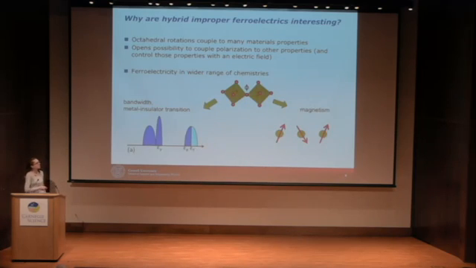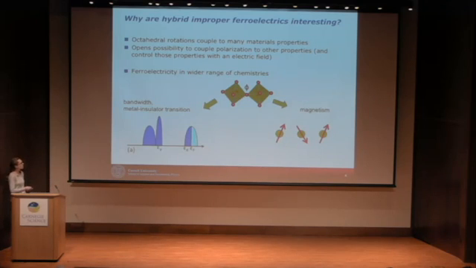So why might one be interested in hybrid improper ferroelectrics? I'd like to highlight two main reasons. The first is that octahedral rotations couple to many materials' properties, such as bandwidth, metal-insulator transitions, and magnetism. And so coupling a polarization to octahedral rotations, and hence those properties, offers the possibility to control those properties with an electric field and potentially new functional materials. Secondly, octahedral rotations are ubiquitous in perovskite oxides, so ferroelectricity induced by those octahedral rotations should in principle be possible in a wide range of chemistries.